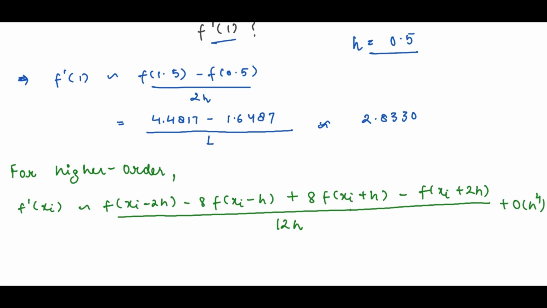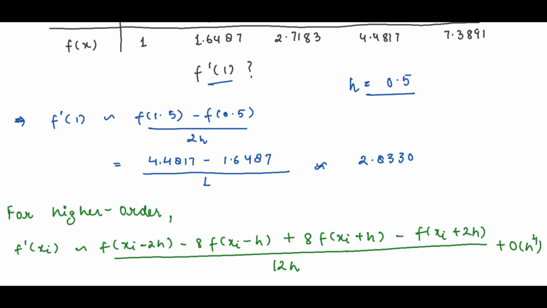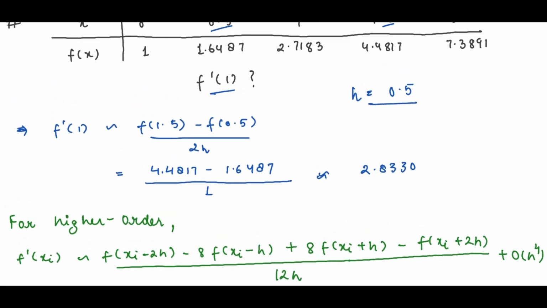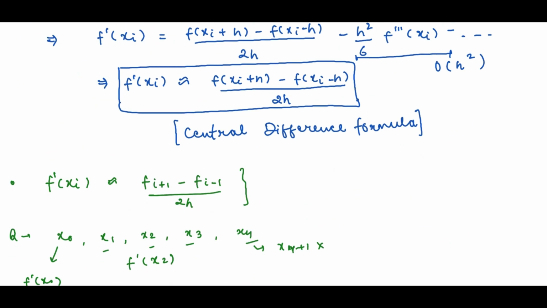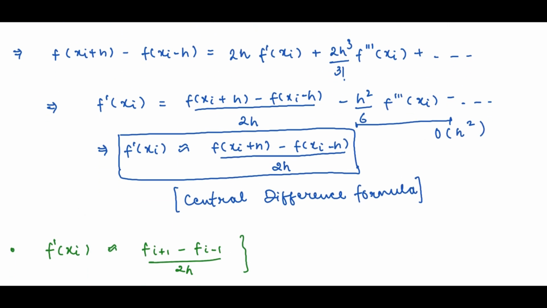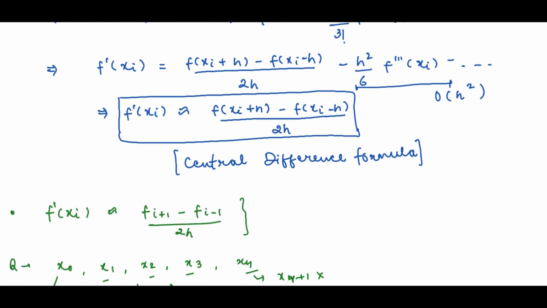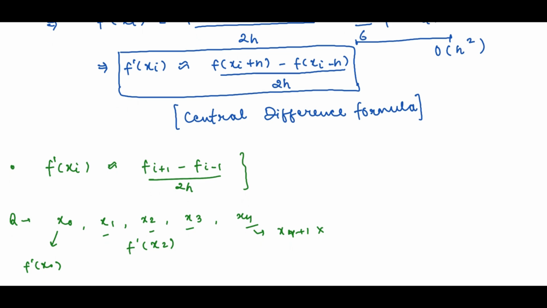Now notice that this formula uses 4 points around the required point. So for the basic central difference, the truncation error will be of order h squared, and for the higher order central difference, the truncation error is of order h to the power 4. So higher order generally means greater accuracy for sufficiently small h, assuming that the numerical data are sufficiently accurate.